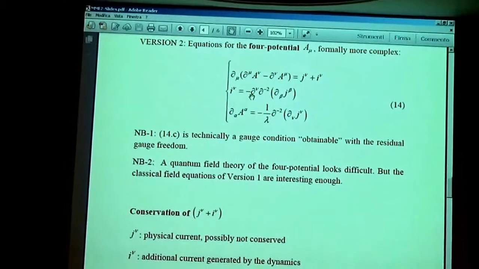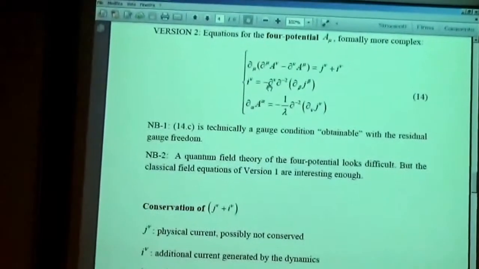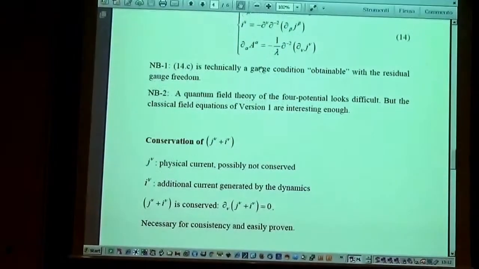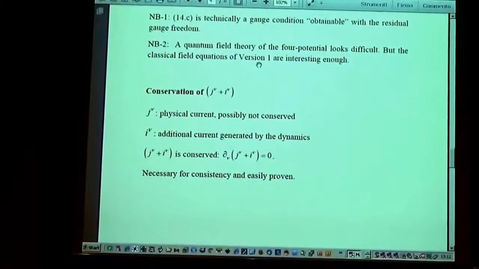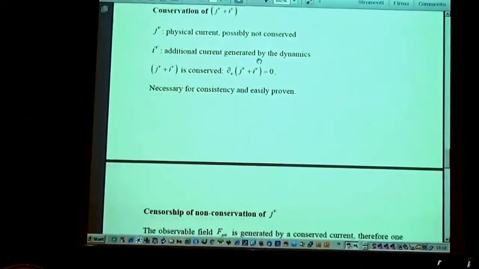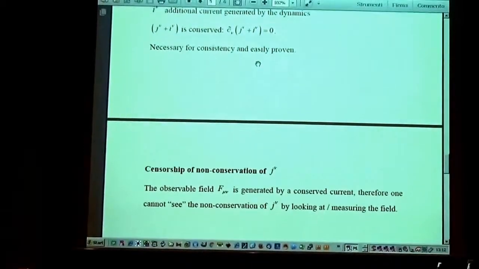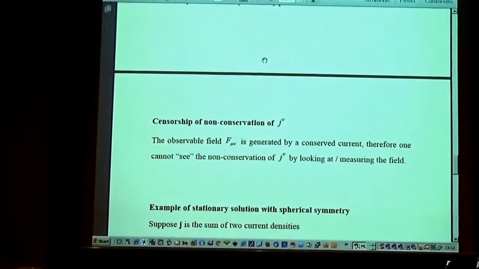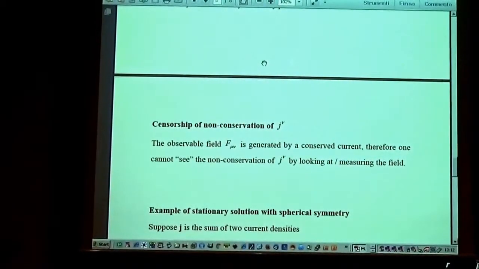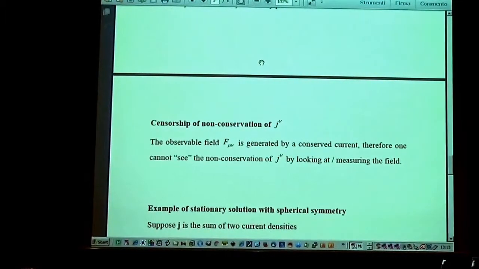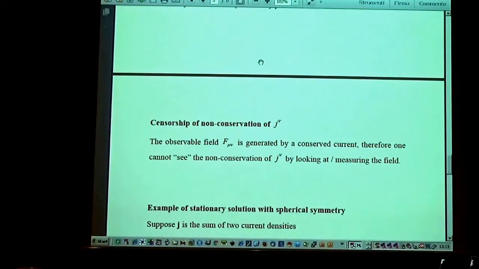The current on the right here is conserved, as I told you before. J is the physical current, and D is an additional current generated by the dynamics. The conservation is easy to prove. And as I said, there is a censorship property, because the observable field is only generated by a conserved current. So looking at the field, you will never see the effect of the non-conserved part of the current.